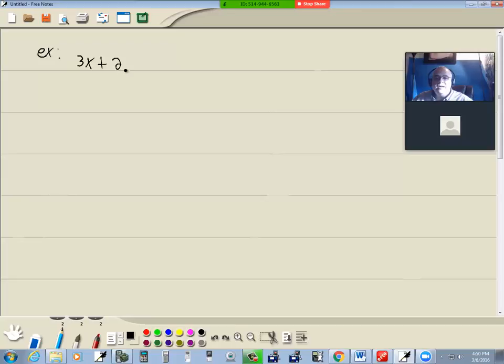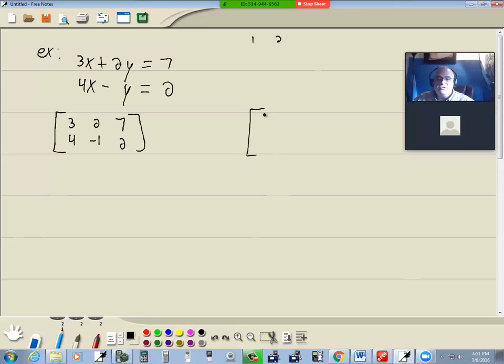So we got 3x plus 2y is equal to 7, and we got 4x minus y is equal to 2. Now we write down a matrix that goes along with that. We drop the x's and y's, keep the numbers and their signs, and the equals drops too. And so we end up with this right here. Using matrices, we want to end up with a matrix that looks like this.